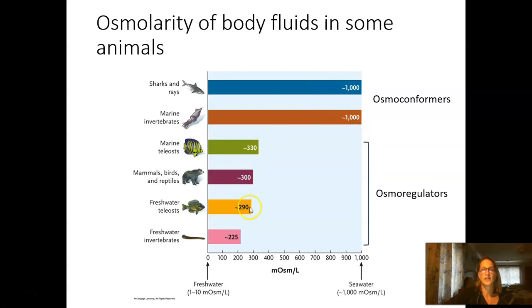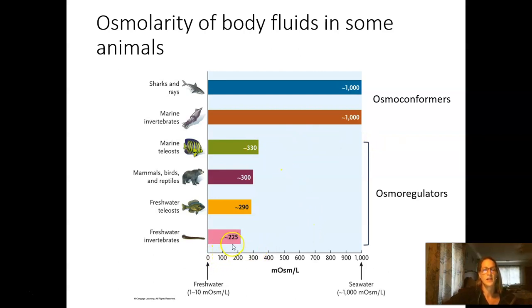But most other organisms, such as other marine fish, mammals, birds, reptiles, freshwater fish, and freshwater invertebrates, if their osmolarity is not the same as the medium they're in, are osmoregulators. A marine teleost, which is a bony fish, has an osmolarity of about 330, but it's living in seawater, which is about 1,000. So it is clearly osmoregulating to keep its osmolarity less than that of seawater.